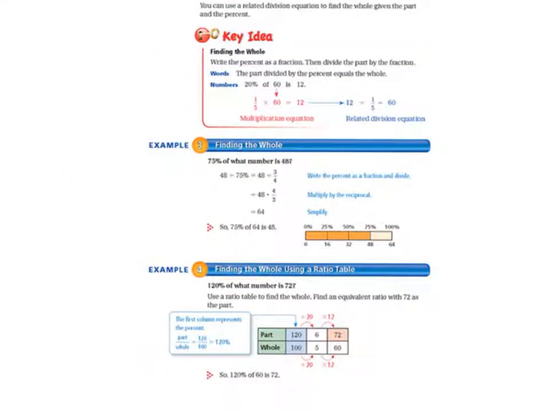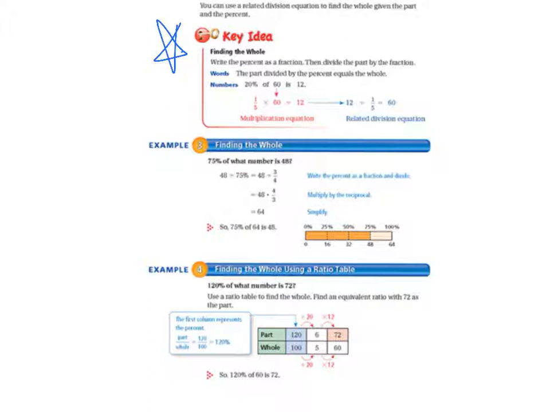Now we're moving on to page 227. And at the top of that page, we have a new key idea to write in your notes. So please copy this down. It says you can use a related division equation to find the whole when you're given the part and the percent.